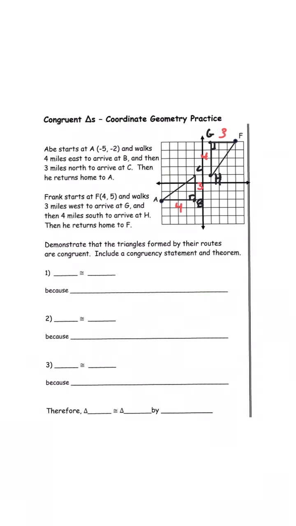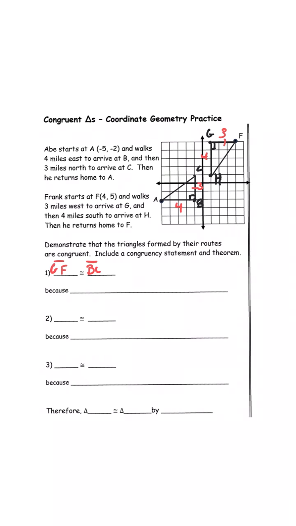Okay? Now, it says demonstrate that the triangles formed by their routes are congruent. Include a congruent statement and a theorem. So I'm going to show that GF is congruent to CB. So we're going to write that in our statement. GF is congruent to BC.